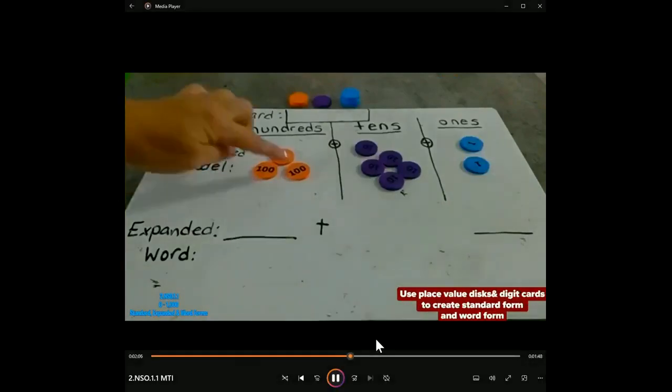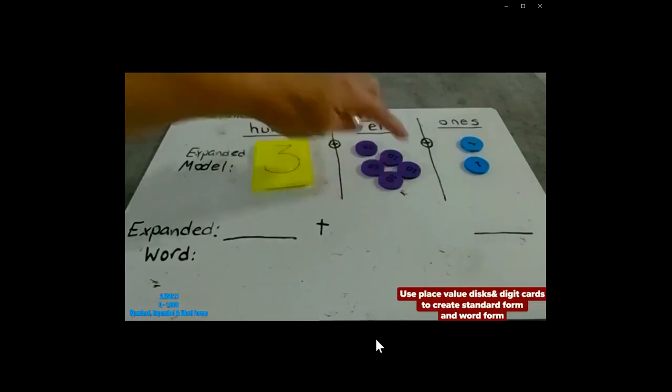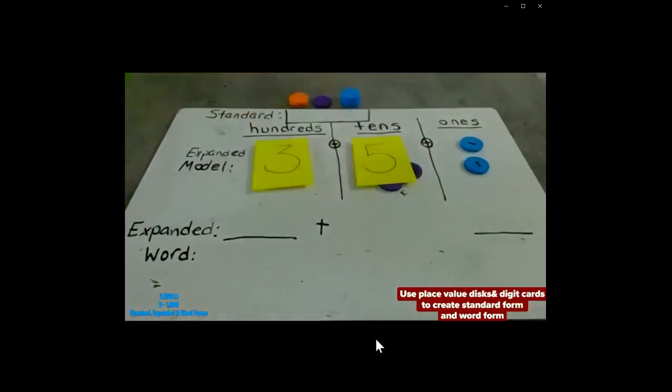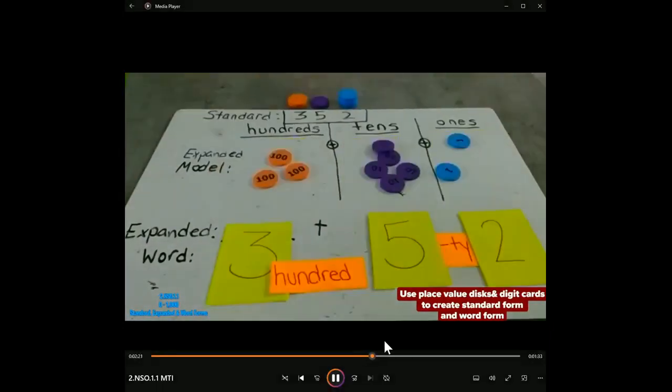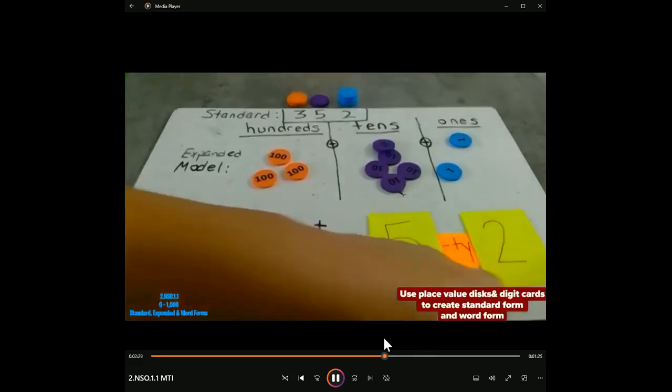Students in higher levels can start using place value discs. Using the model, we cover up the place value discs with digits so that students can then build the standard form of the number. Going back to the model, then students also work on word form, still using the word cards.